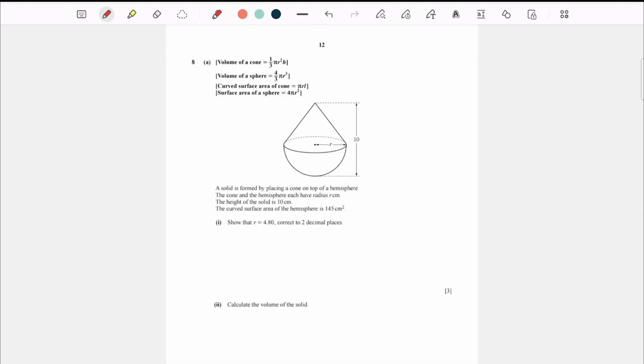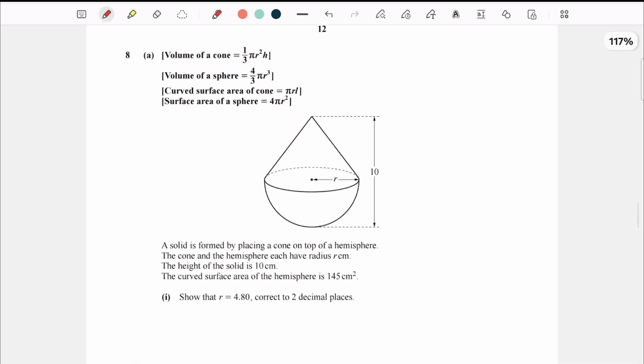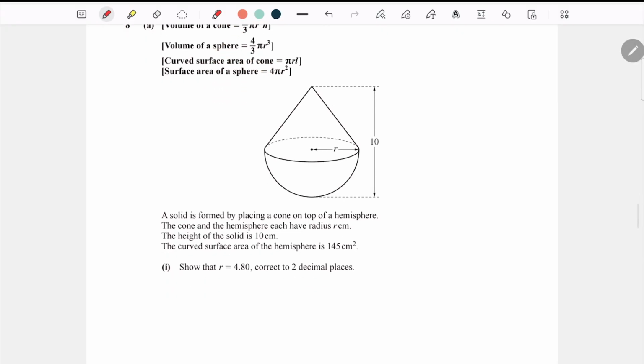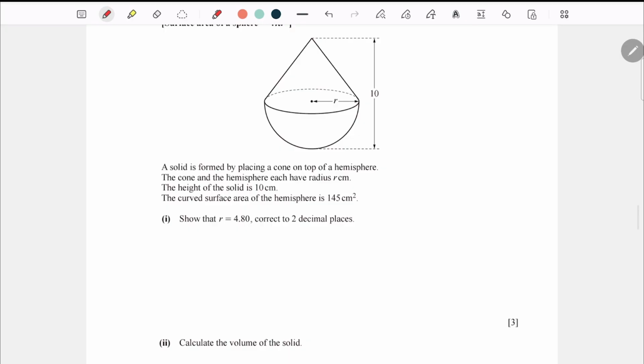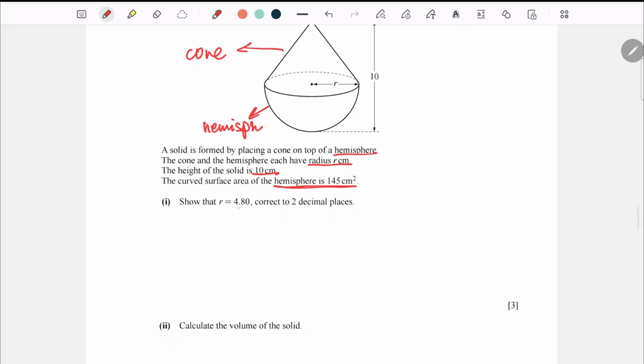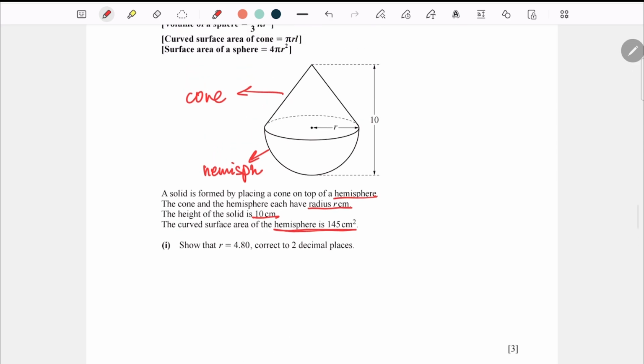Question number 8a. Formula for volume of a cone, sphere, curved surface area of cone, and surface area of a sphere are given. A solid is formed by placing a cone on top of a hemisphere. So this is the hemisphere, and above it is the cone. The cone and hemisphere each have radius r, so the radius is common. Height of the solid is 10 cm. The curved surface area of the hemisphere is 145. Show that r is equal to 4.80, correct to 2 decimal places.